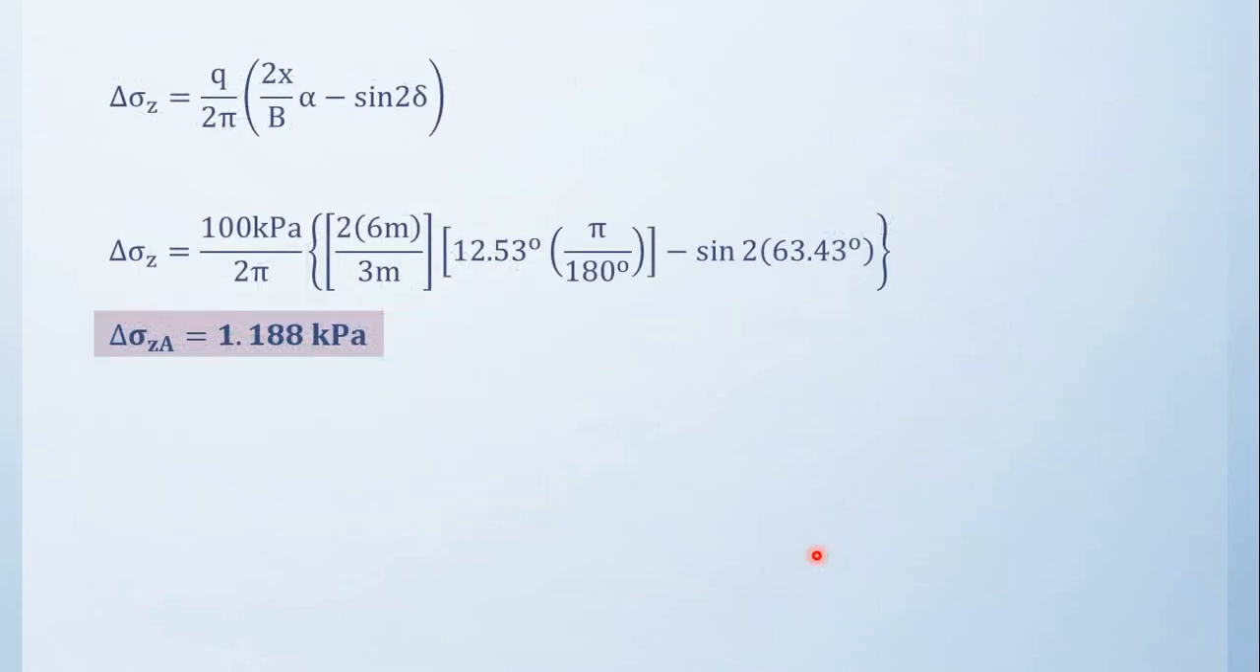From there, we can now substitute in the equation. Q is 100 divided by 2 pi multiplied by the quantity 2 times 6, our x, divided by the width, which is 3 meters, times the angle alpha, which is 12.53 degrees. However, we have said that we always convert the angle alpha into radians. So that is multiplied by pi divided by 180 degrees to convert it into radians. Minus sine twice the angle delta. Our value now for the vertical stress increase at A is 1.88 kilopascal. This is now our answer.